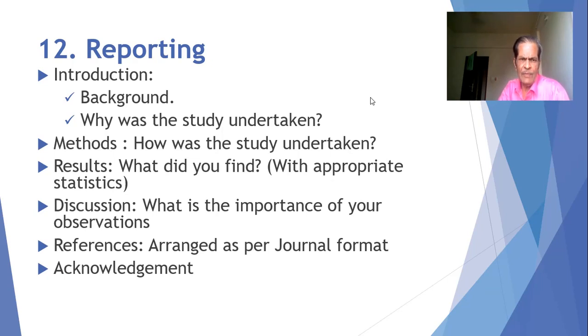Then the material and methods, how the study was undertaken. The material and methods should explain how many individuals were selected, what were the inclusion and exclusion criteria, how the sample size was determined, what was the allocation method adopted, what was the follow-up duration, and so on and so forth. All these details, it is in fact an abridged form of the standard operating procedures that we have already prepared for the study.